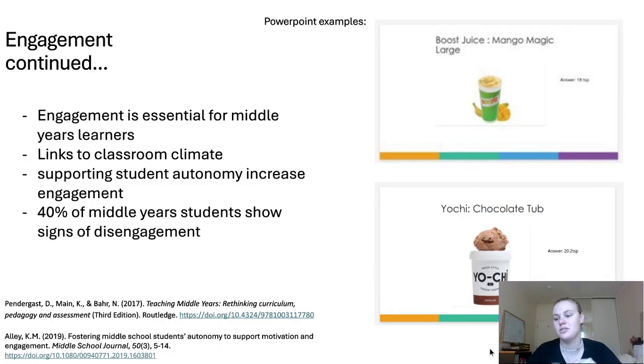Engagement is also linked to classroom climate, where a positive and supportive classroom climate will promote engagement and vice versa. Similarly, Ali connects classroom environment to student engagement and motivation, where teachers are supporting students' autonomy and differentiating to meet each student's needs, which results in engagement. They also indicate that 40% of middle year students show signs of disengagement, as the research shows that school environments are not aligned with the developmental needs of this age group.